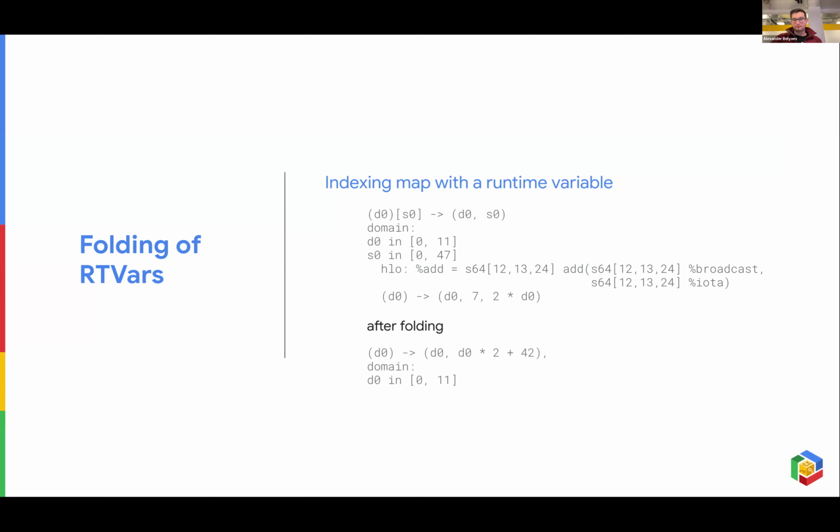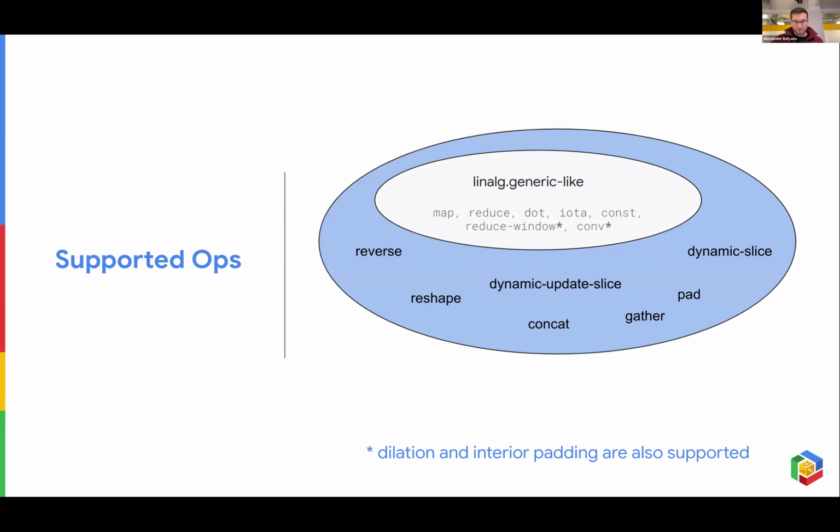Same with runtime variables. If we know the instruction that provides a runtime index, we can sometimes simplify it and get rid of it completely. Here you can see the S0 that is computed by doing an add of a broadcast and iota. After folding, S0 just disappears, and we get this nice expression. This is very useful because you can just take a look at some fusion, compute all indexing maps, and sometimes analyze them to compute coalescing or some other useful information.